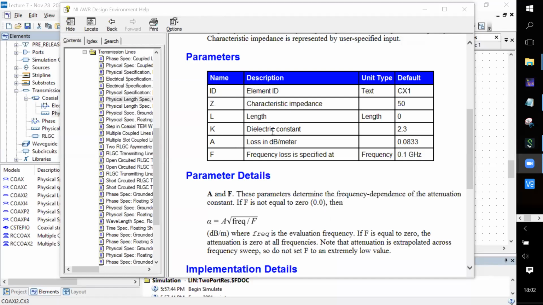So K is now the dielectric constant of the medium used for making the transmission line. And now you have this additional parameter, which is loss in dB per meter. Okay. So dB is just the log units, decibel per meter. So if you had a length of 1 meter, this means that you will have 0.0833 dB of transmission loss.